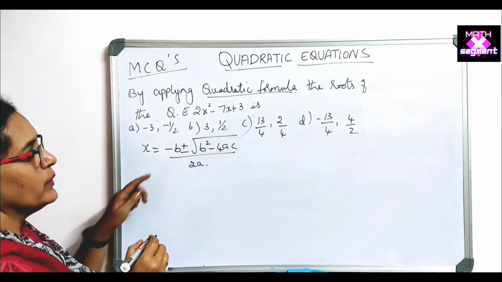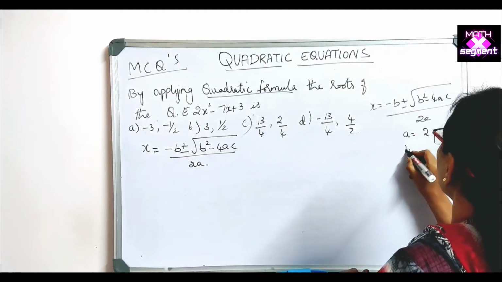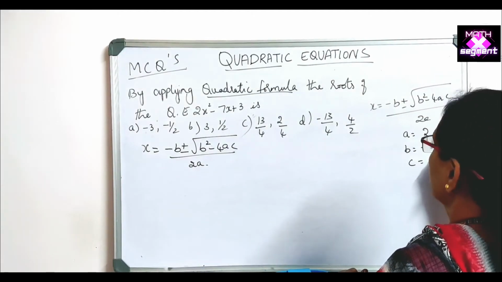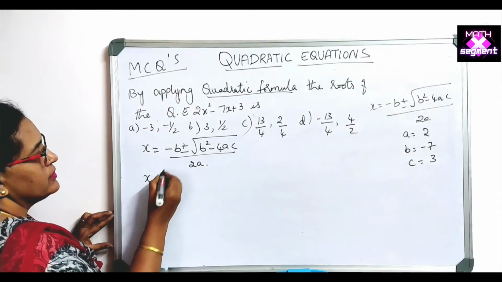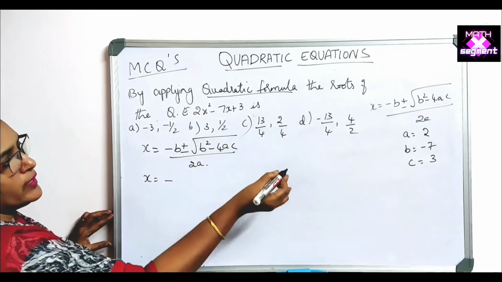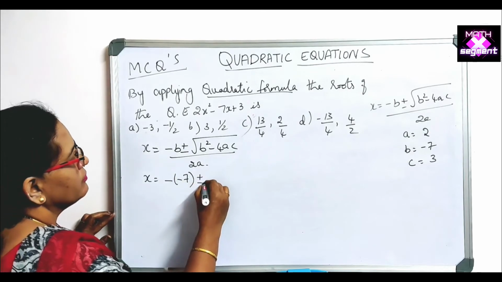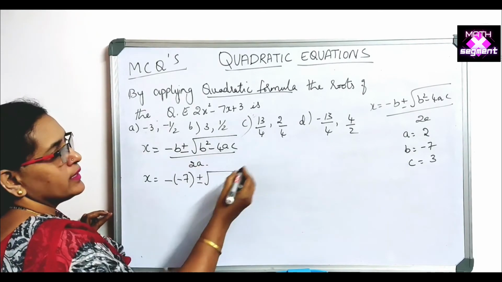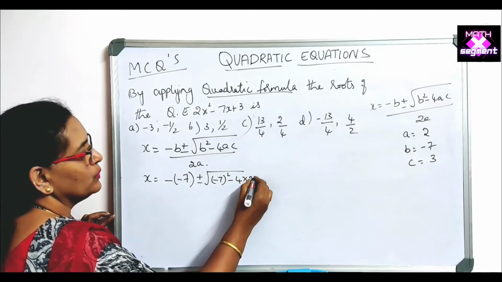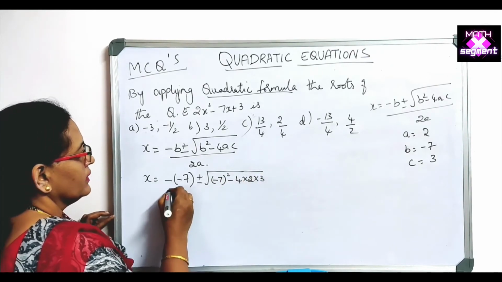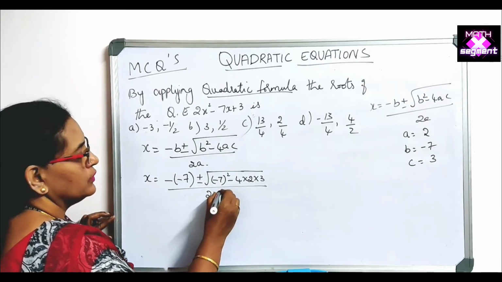So from the given equation, we can find the values of a, that is a is 2, b is -7 and c is 3. So I'll substitute in the formula. So x is equal to, in the formula it is minus b, and the b value is -7, plus or minus square root of b, which is again -7 whole square, minus 4 into 2 into 3, divided by 2a. Sorry, a value is 2.